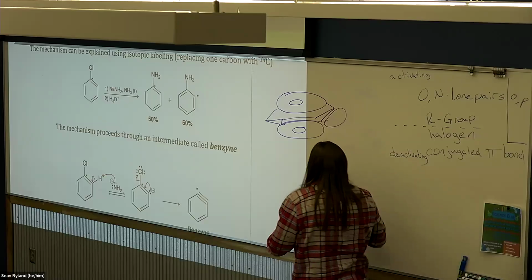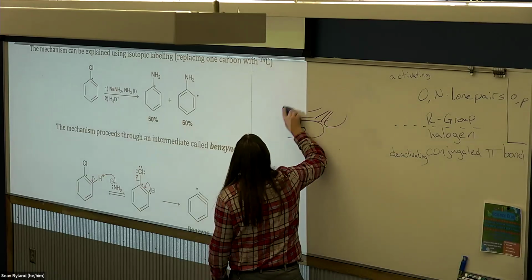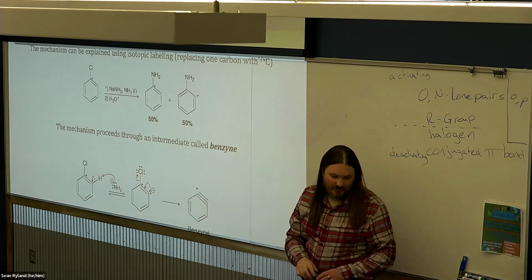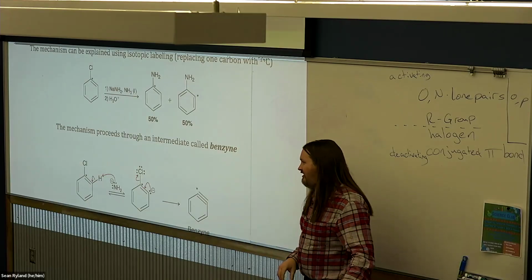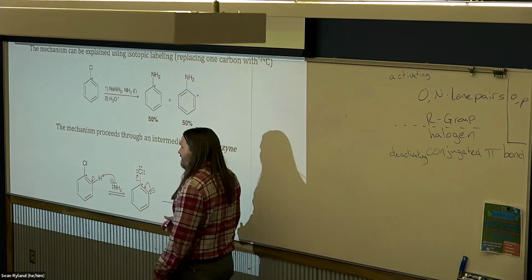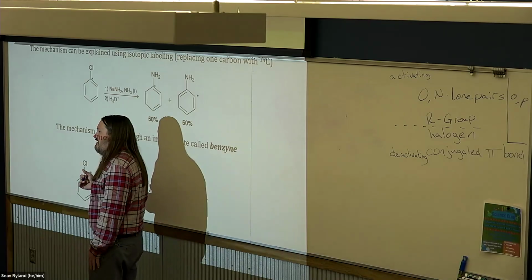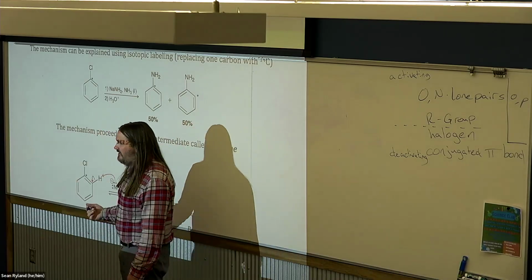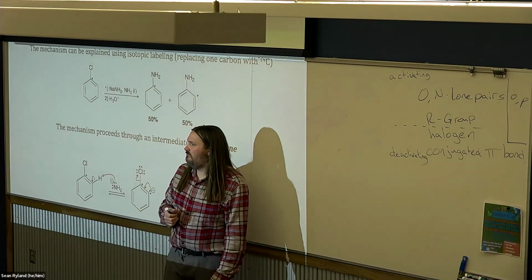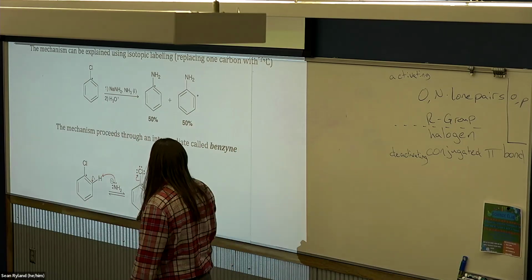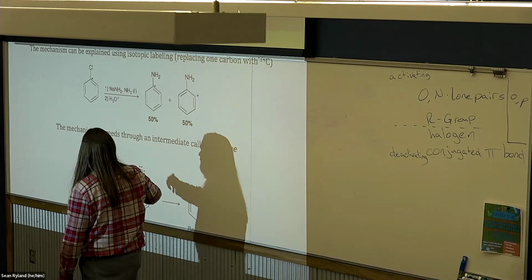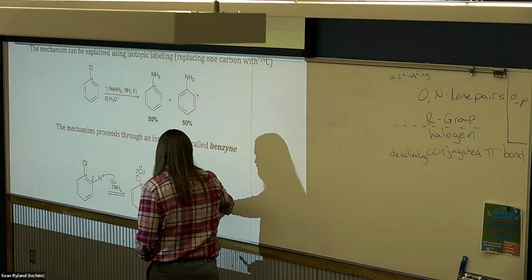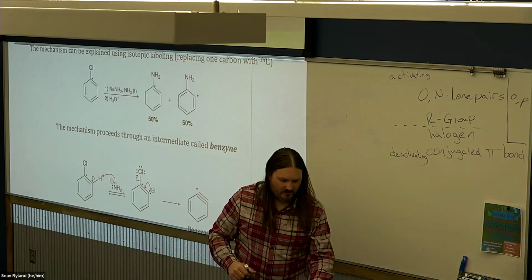Right, so the name of the mechanism is elimination addition. So what do you suppose the next thing is going to be? Yeah, an addition step. We have an extra pi bond that's not affecting our aromatic character. That extra pi bond can just go through a normal addition reaction. So that's why the second step is addition, because that's the first thing that's going to happen once we make the benzyne.